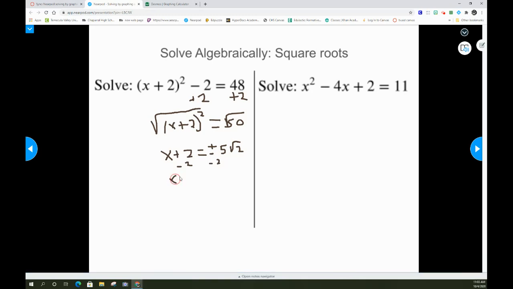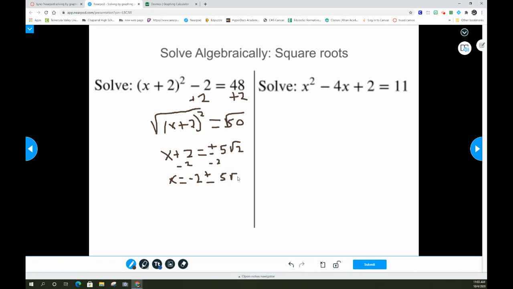So we get x equals negative 2 plus or minus 5 rad 2. And this is 2 different answers. It's negative 2 plus 5 rad 2, and then the second answer is negative 2 minus 5 rad 2. All right, so there's 2 different answers there, so that would intersect twice. All right, now we come over here and we look at this next one.